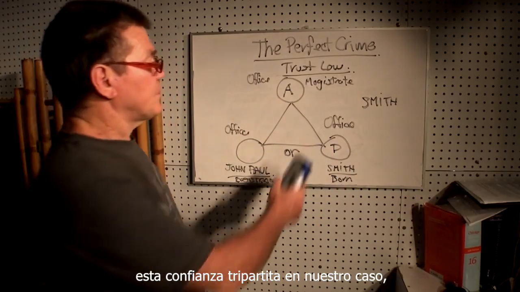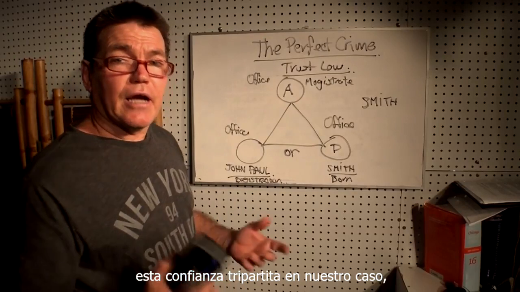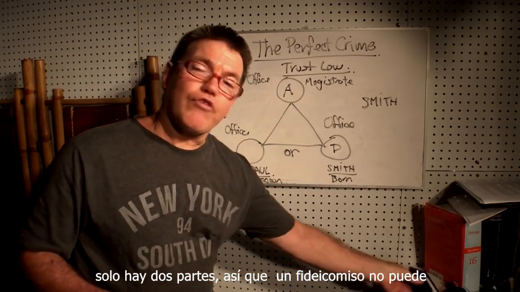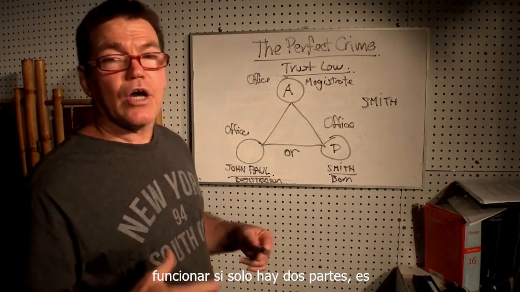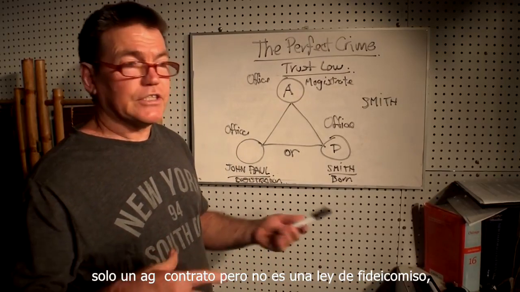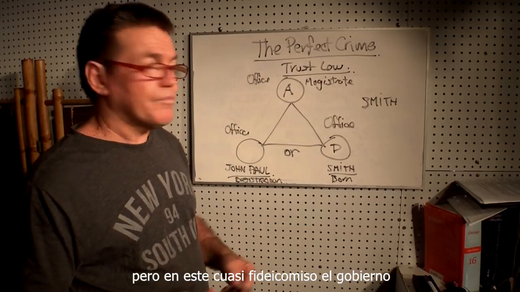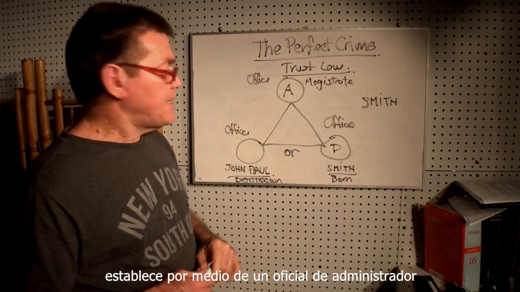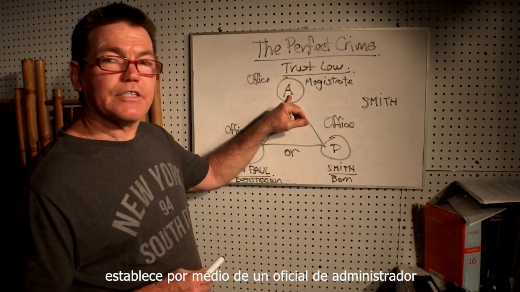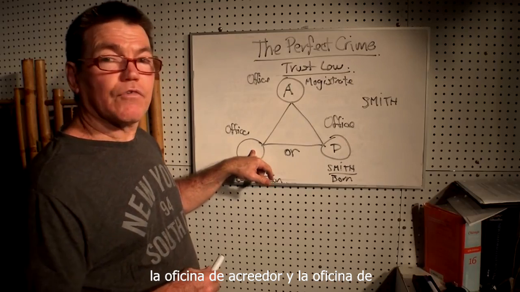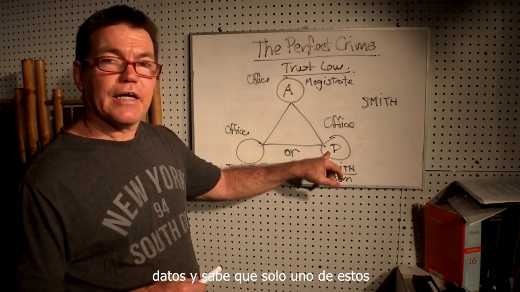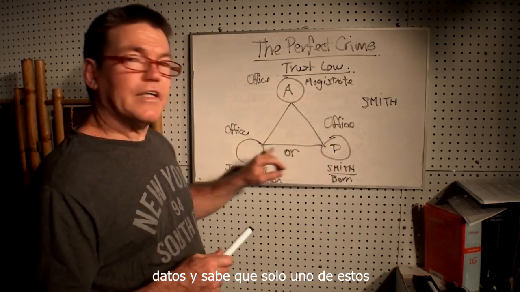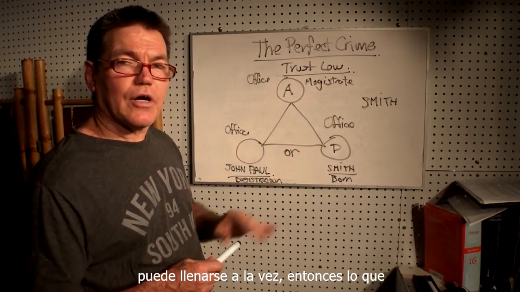Which leaves this three-way trust, in our case, as only two parties. So a trust can't work if there's only two parties. It's just an agreement, but it's not trust law. But in this quasi-trust, the government sets up an officer of administrator, the office of creditor, and the office of debtor. And it knows that only one of these can be filled at one time.